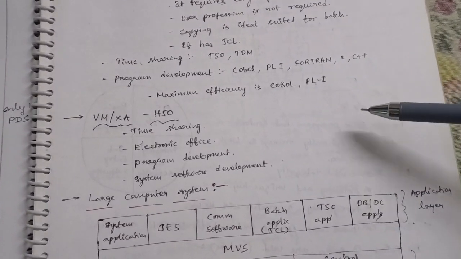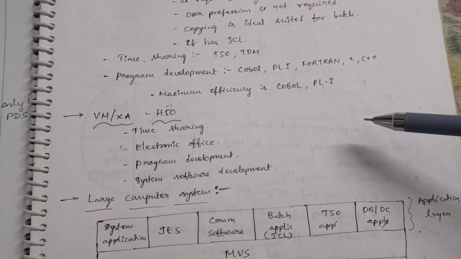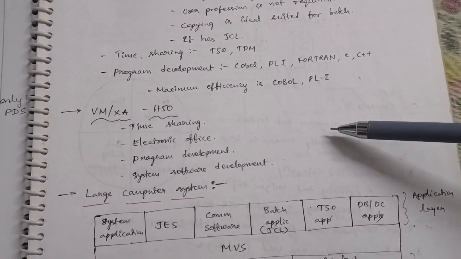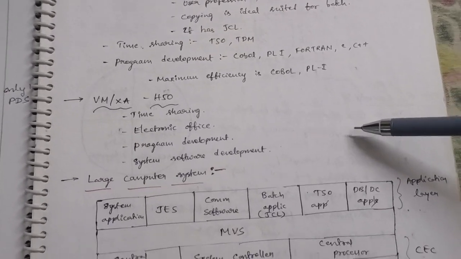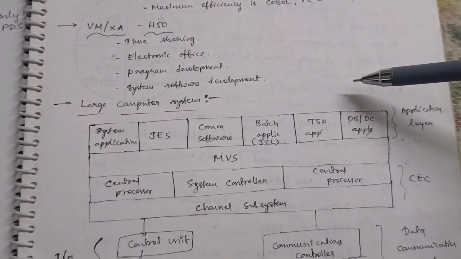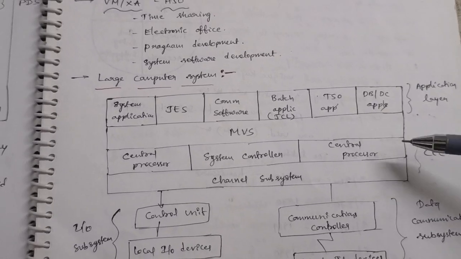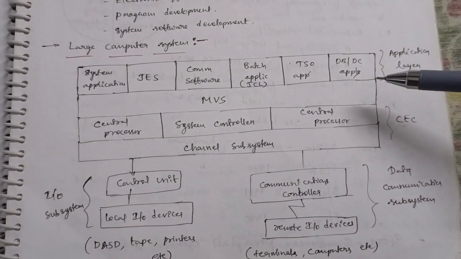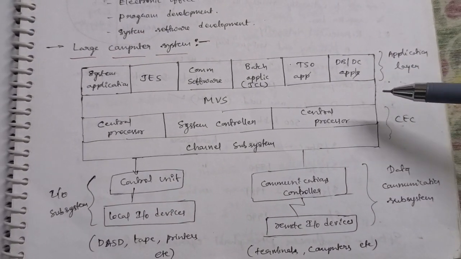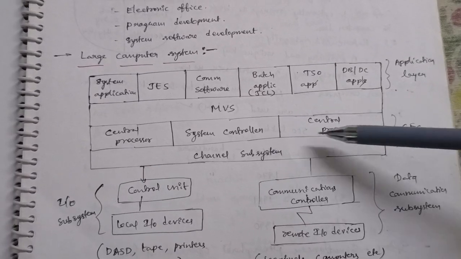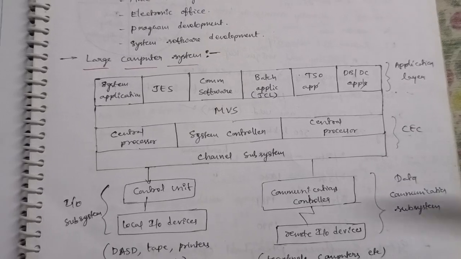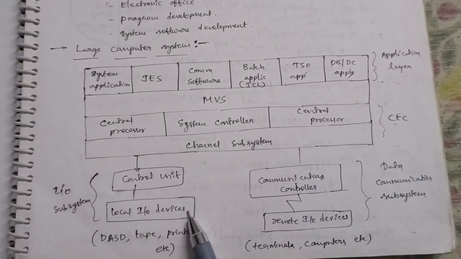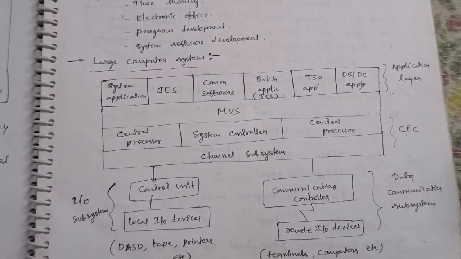These are like VM, virtual machine extended architecture. These are the advanced operation time sharing, electronic effect, program development, and system software development. And coming to large computer system, these are like an overview of the architecture of the computer system, how the system has been run with MVS mainframe system, control processing, system controller. And these are the application layer, and how the control unit, local IO devices, and the communication control will be used.